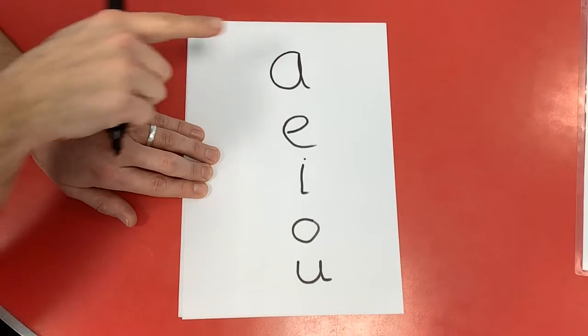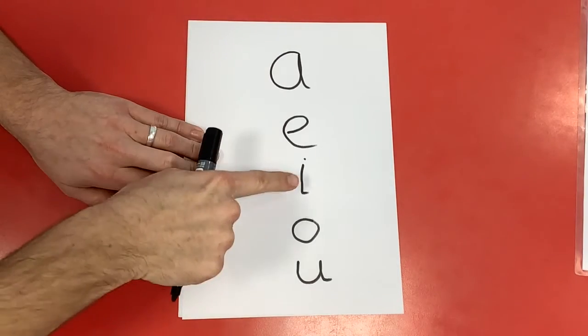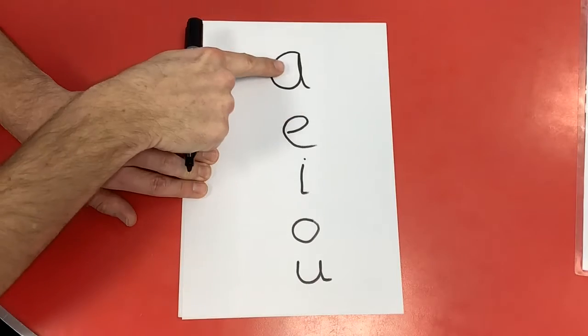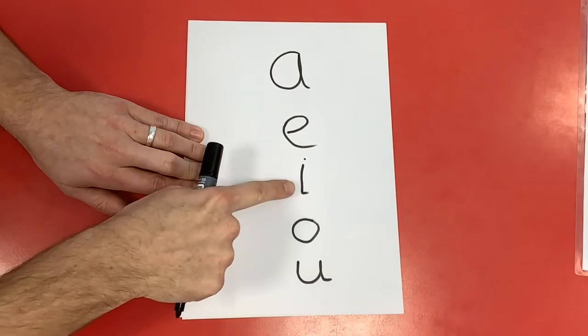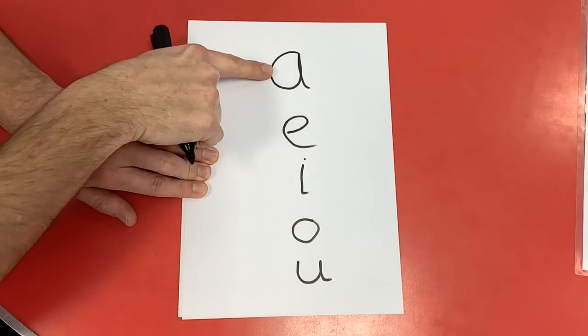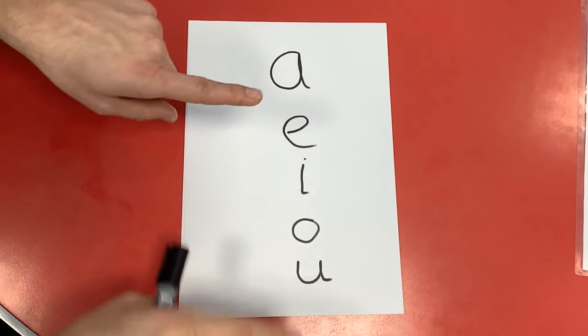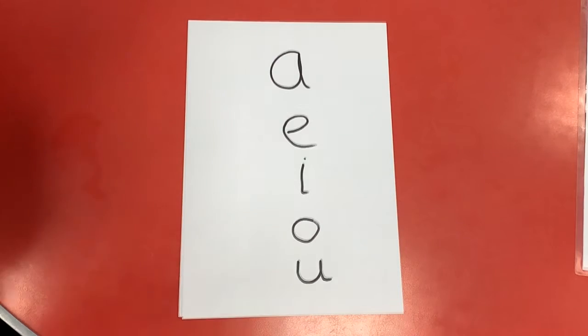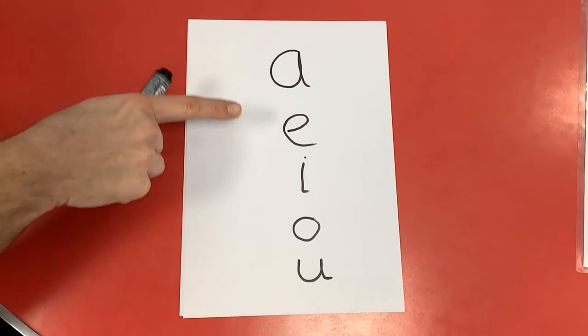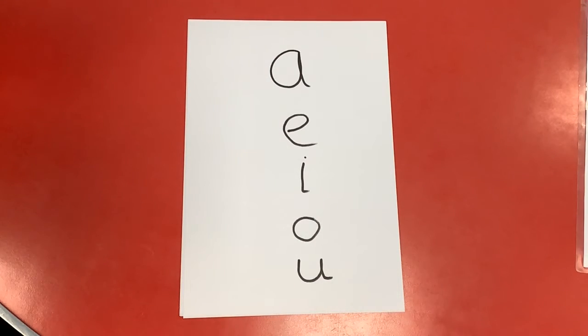Now we sing our song. A, e, i, o, u. Blending sounds makes words. Can you write these sounds and then sing the song at home? Good luck.